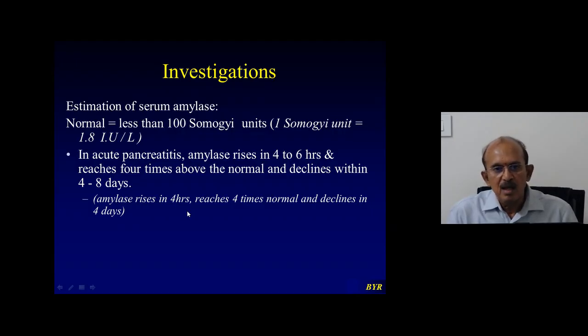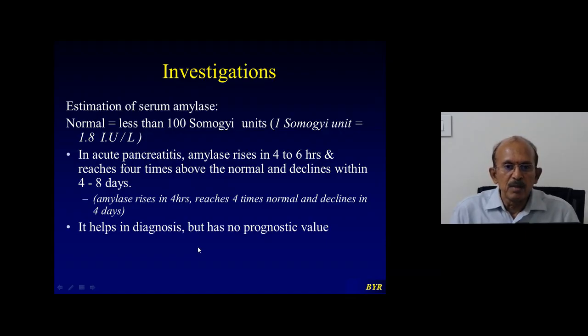That's all. How much amylase may be raised, it doesn't indicate the severity of the disease. Severity of the disease is not judged by amylase estimation. So please remember that point. Sometimes we see patients being referred as amylase is 4000 units, very severe pancreatitis. Not like that. It may be 4000 units, that may be just 400 units. It helps in diagnosis, but it has no prognostic value or in any stratification.